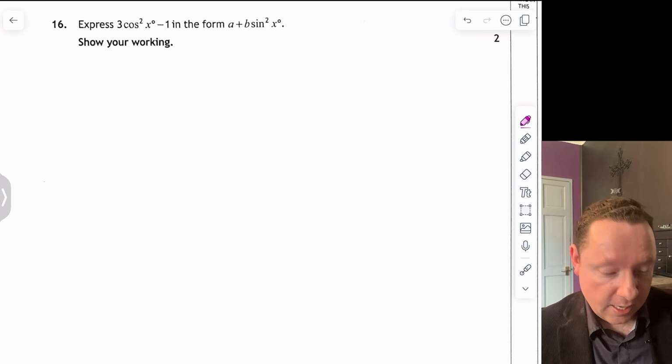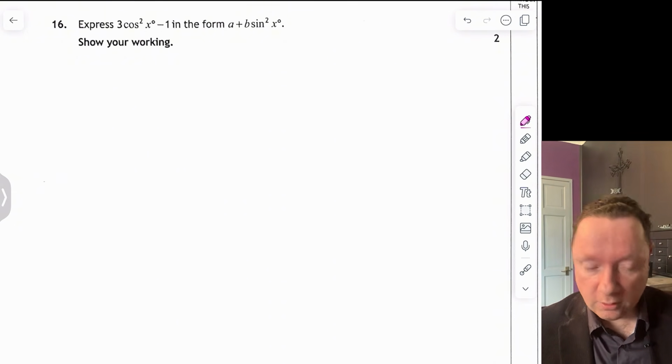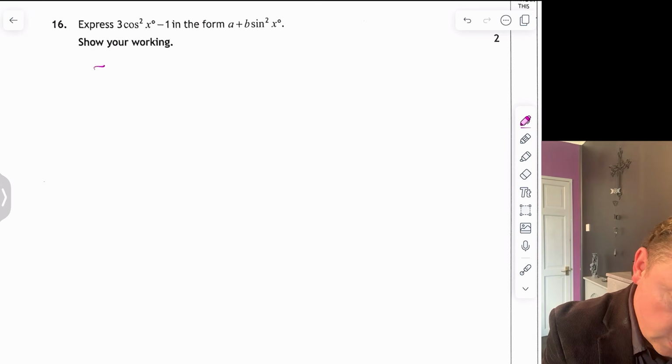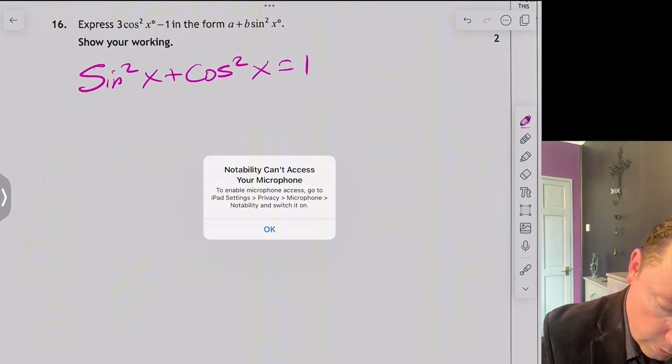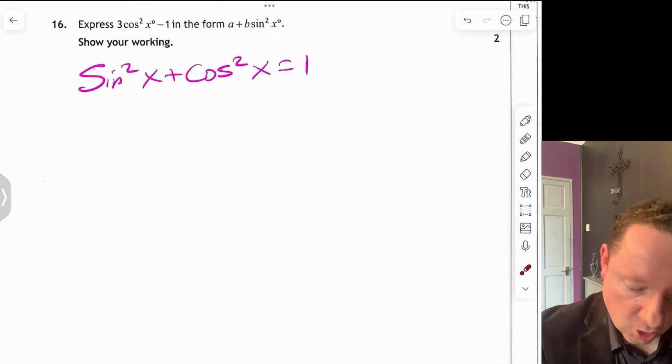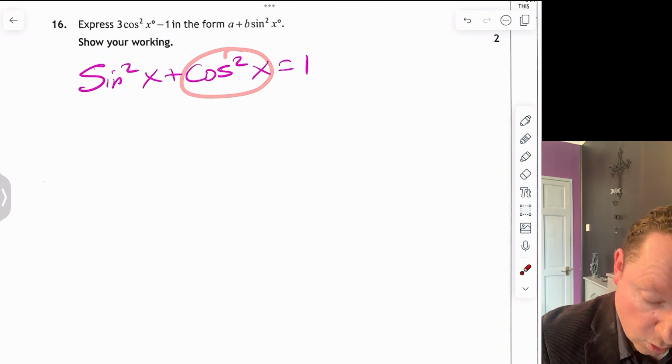Sine divided by cos is tan. Well, we've got a square, so that... Or sine squared plus cos squared equals 1. So we're going to use that. If I've got sine squared x plus cos squared x equals 1, and my answer, a plus b sine squared x, doesn't have a cos squared x in it. But I'm going to have to get rid of this cos squared x. So I'm going to have to rearrange this to work out what cos squared x is.